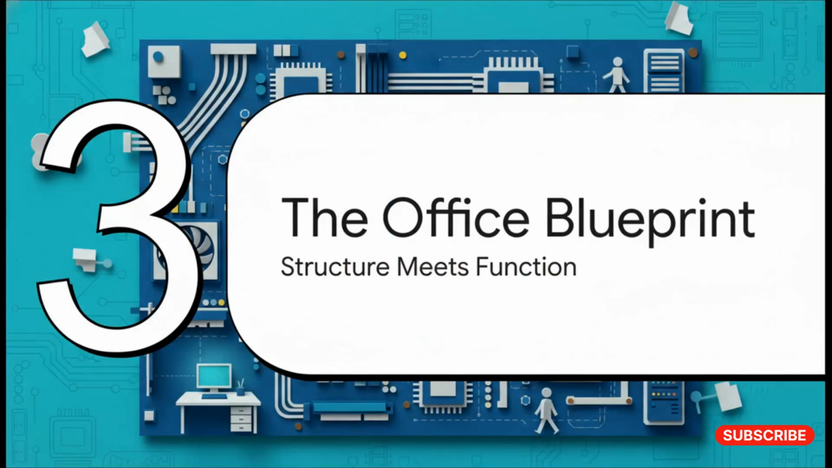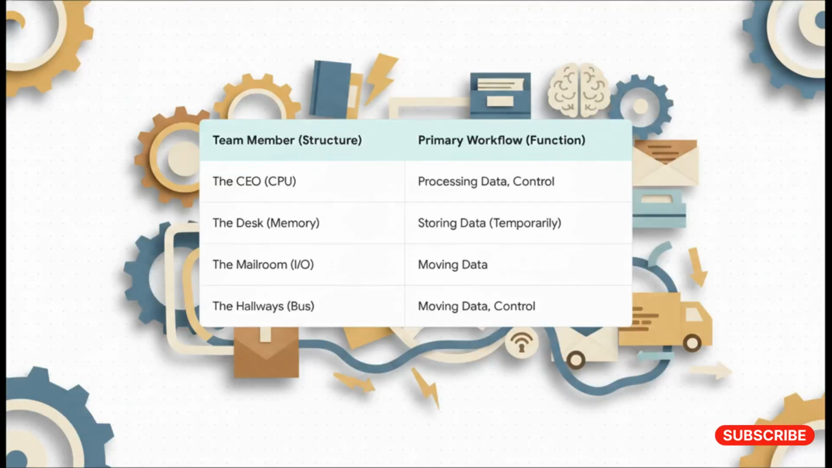All right, let's put it all together. Time to look at the final office blueprint, where we'll see exactly how the team and the tasks line up perfectly. So take a look at this. This chart gives you the whole picture. You can see the CEO, our CPU, is doing the heavy lifting, both processing and control. And then everyone else has their clear roles. The desk for that temporary storage, the mailroom for moving data. See? Every single part of the structure has a very specific job to do.